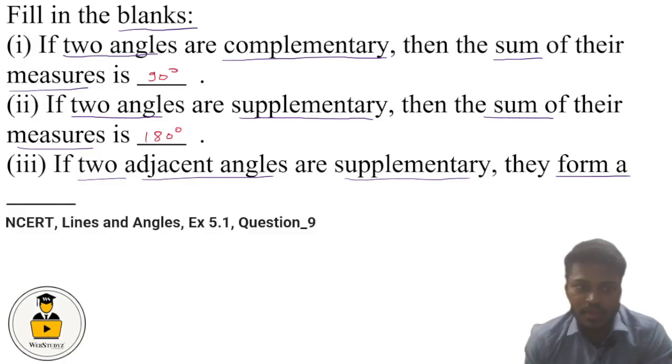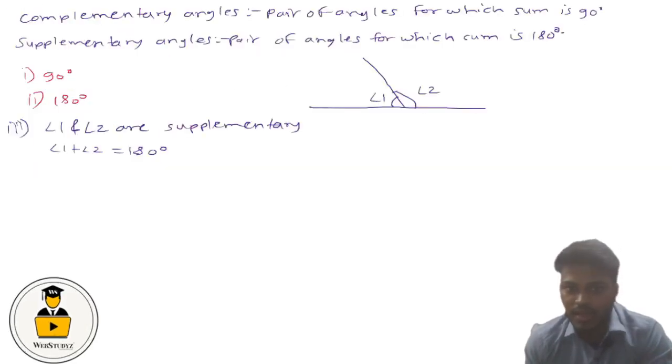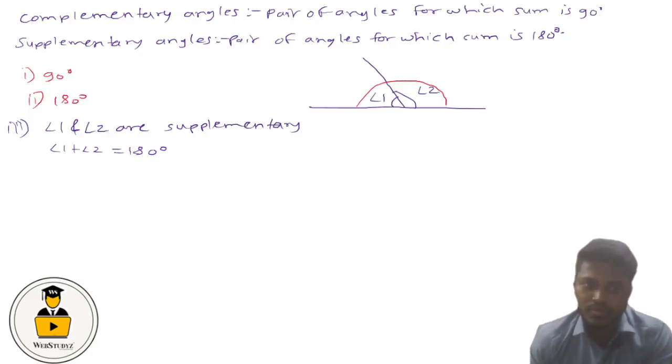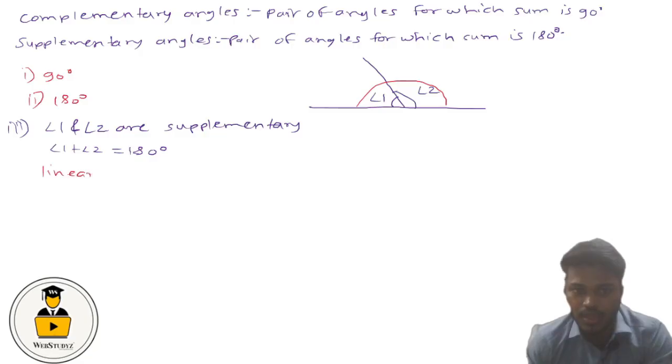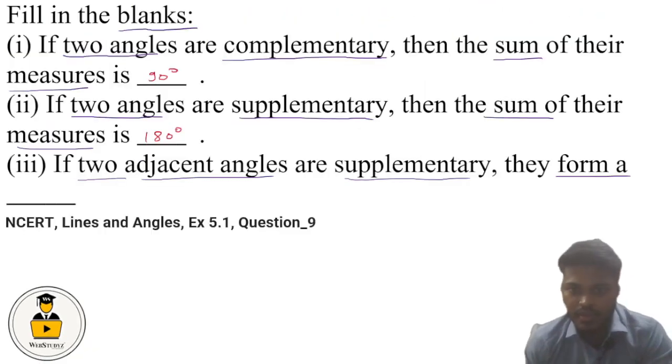So by looking at the diagram, we can see that the sum will be equal to 180 degrees, so it is forming a linear pair. So the answer for this question will be a linear pair. We can write here they form a linear pair.